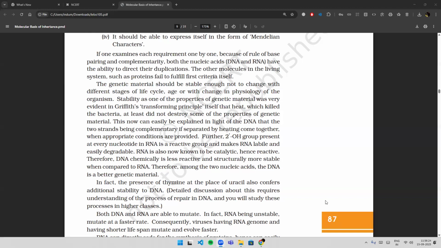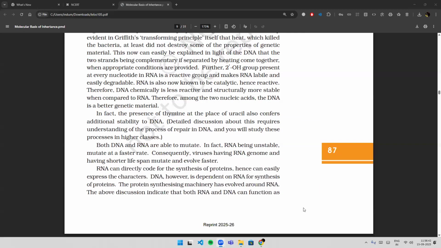Further, the 2' OH group present at every nucleotide in RNA is a reactive group and makes RNA labile and easily degradable. RNA is also known to be catalytic, hence reactive. Therefore, DNA is chemically less reactive and structurally more stable when compared to RNA. Therefore, among the two nucleic acids, DNA is a better genetic material. In fact, the presence of thymine at the place of uracil also confers additional stability to DNA.